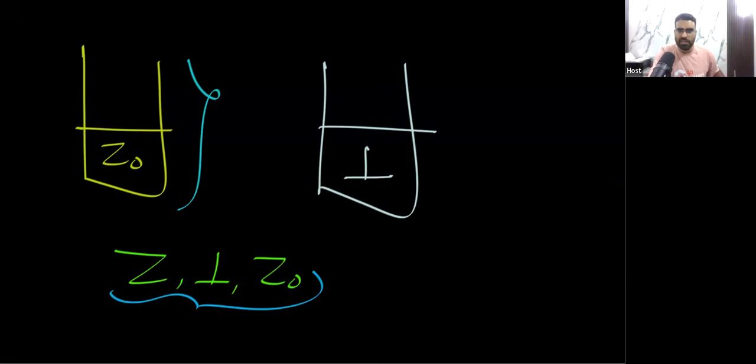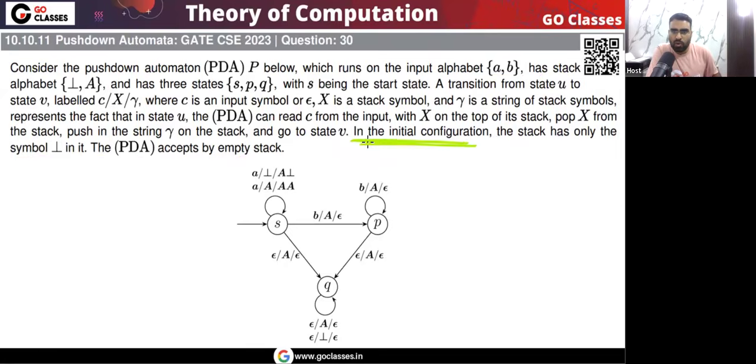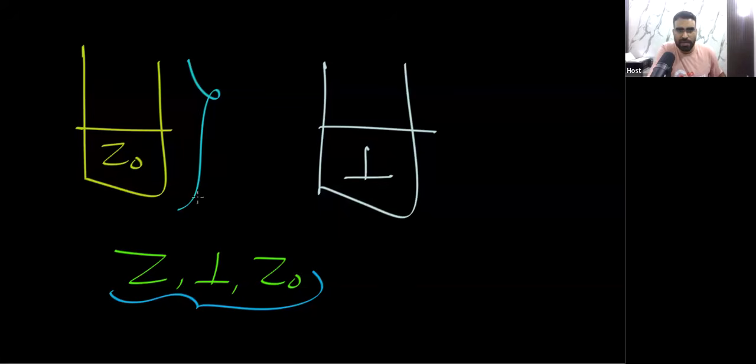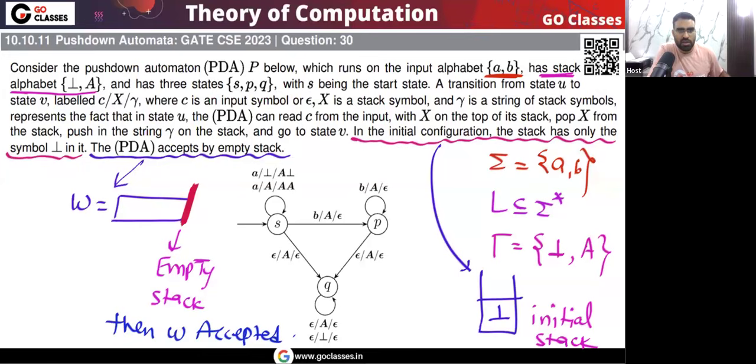Now, in this question, it is already given that in the initial configuration, the stack has only this symbol in it. That simply means that they are using this symbol as the bottom of the stack symbol. So initially you have this symbol in the stack. Okay, very simple point. By default, you have this symbol on the stack initially. Now let's see the next.